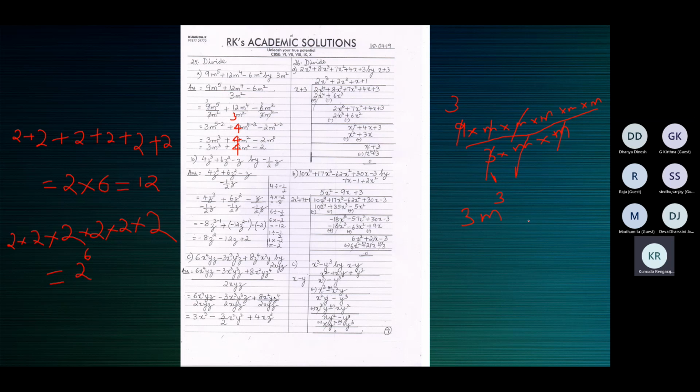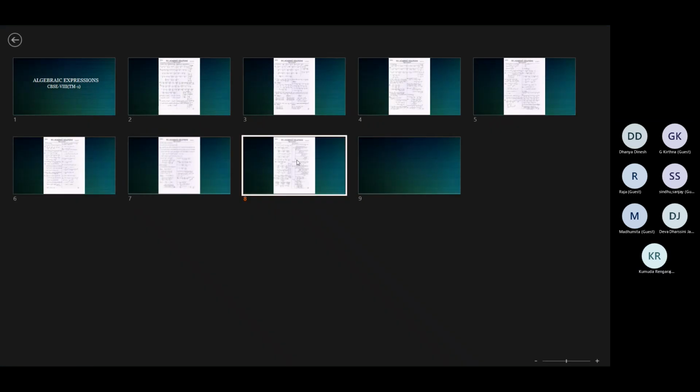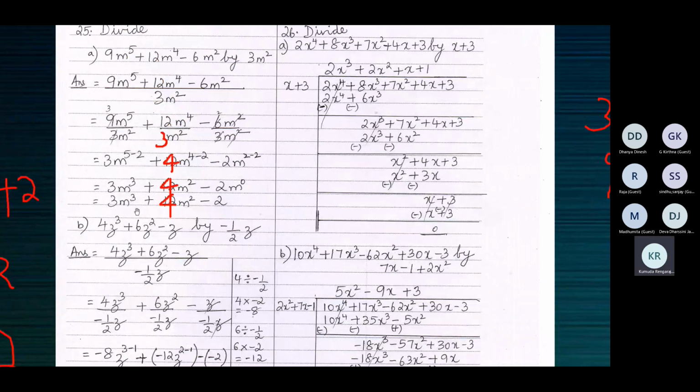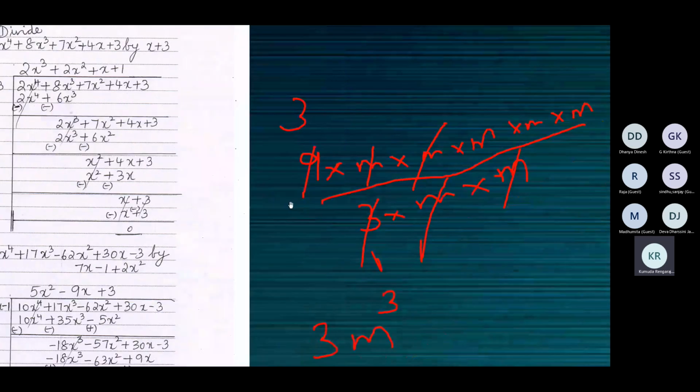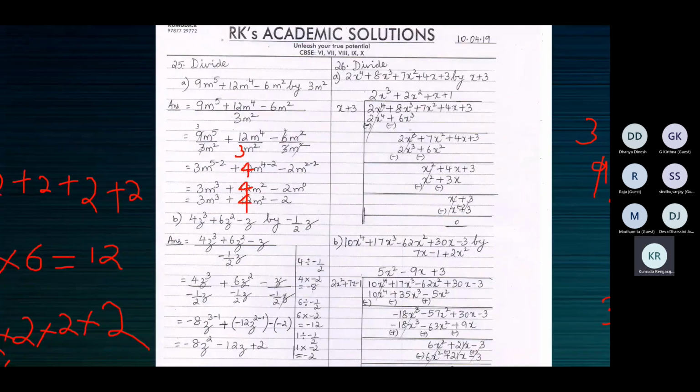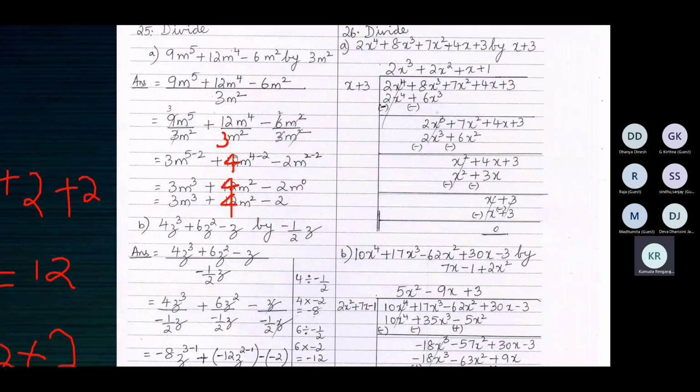And see the answer here. So we get 3m cube. How do we get this? We use the law of exponents. We don't write it like this elaborately, but this is what is happening. But we use a law, which says that when the bases are same and it's division, subtract the powers.